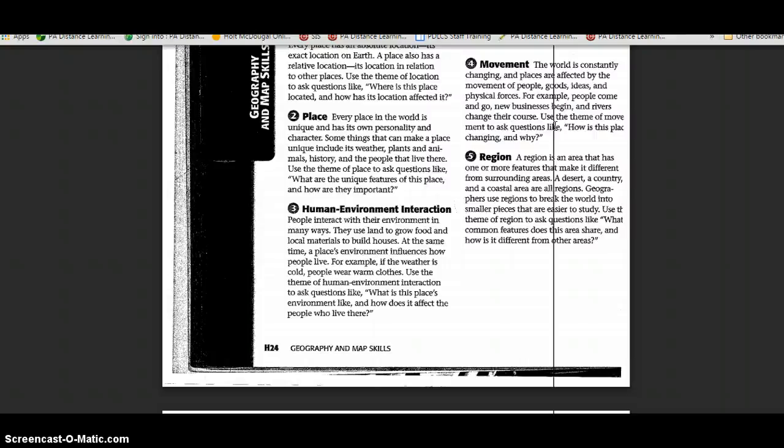Lastly, we've got region. Region is an area that has one or more features that make it different from surrounding areas. A desert, a country, and a coastal area are all regions. Geographers use regions to break the world into smaller pieces that are easier to study. Use the theme of region to ask questions like, what common features does this area share? And how is it different from other areas?